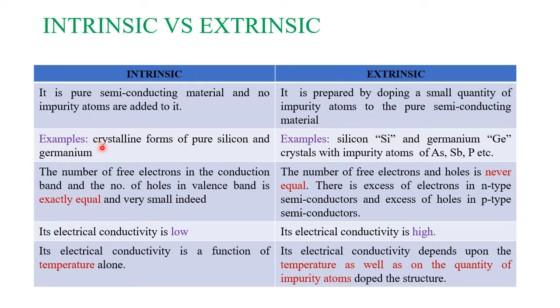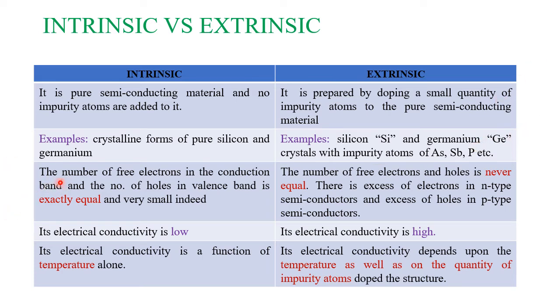Okay, example for the intrinsic semiconductor: crystalline forms of pure silicon and germanium. Yes, so that can be an intrinsic semiconductor. The example for extrinsic is silicon and germanium crystals with impurity atoms. So you have to add either pentavalent or trivalent, like arsenic, antimony, boron, phosphorus, like that.